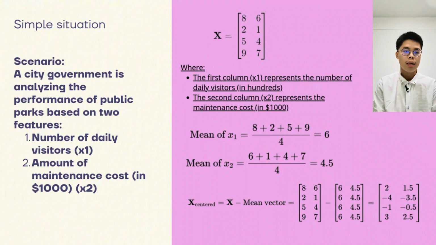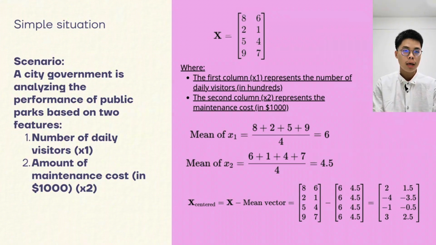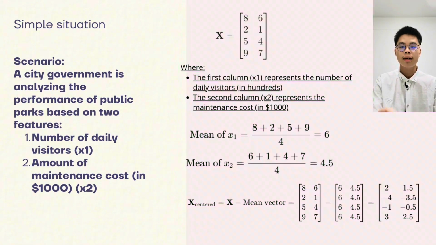This also applies if you want to find the mean of x2. So to find the mean of x2, just do the same. Add all the data and divide by 4, and we get 4.5. The next step is we need to find the x center. To find the x center, we just need to subtract the mean factor from x. The mean factor is the mean we got just now, changed into factor form. After you subtract, you get the x center.